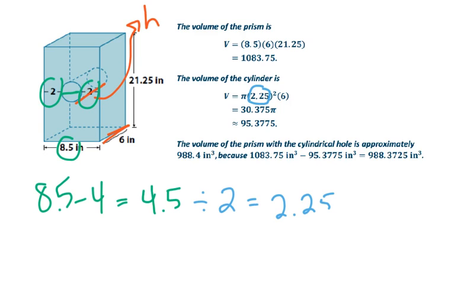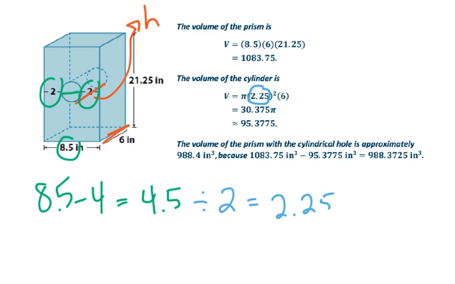So I'm ready. Looks like I'm going to try 3.14 for pi, maybe, or maybe just the pi button on my calculator. So I'm going to put pi, take the radius, 2.25, and square it, and multiply that by the height, which we decided was 6. And that's going to give me approximately 95.3775.